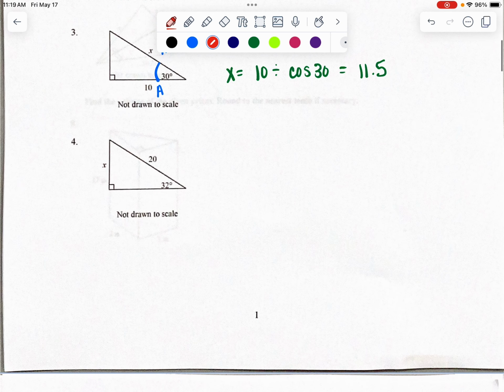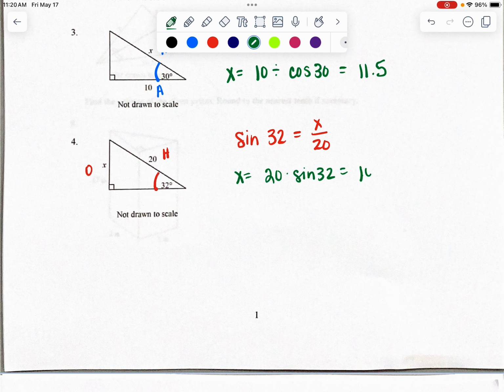Number 4, the angle here. Again, 20 is the hypotenuse regardless of where the angle is. X is opposite of our angle, so this one is going to be a sine problem. The sine of 32 is equal to the opposite over the hypotenuse. So again, we're solving this, so we'll be multiplying 20 times the sine of 32. So in my calculator, I'm doing 20 times the sine of 32. Rounded to the nearest tenth is going to be 10.6.